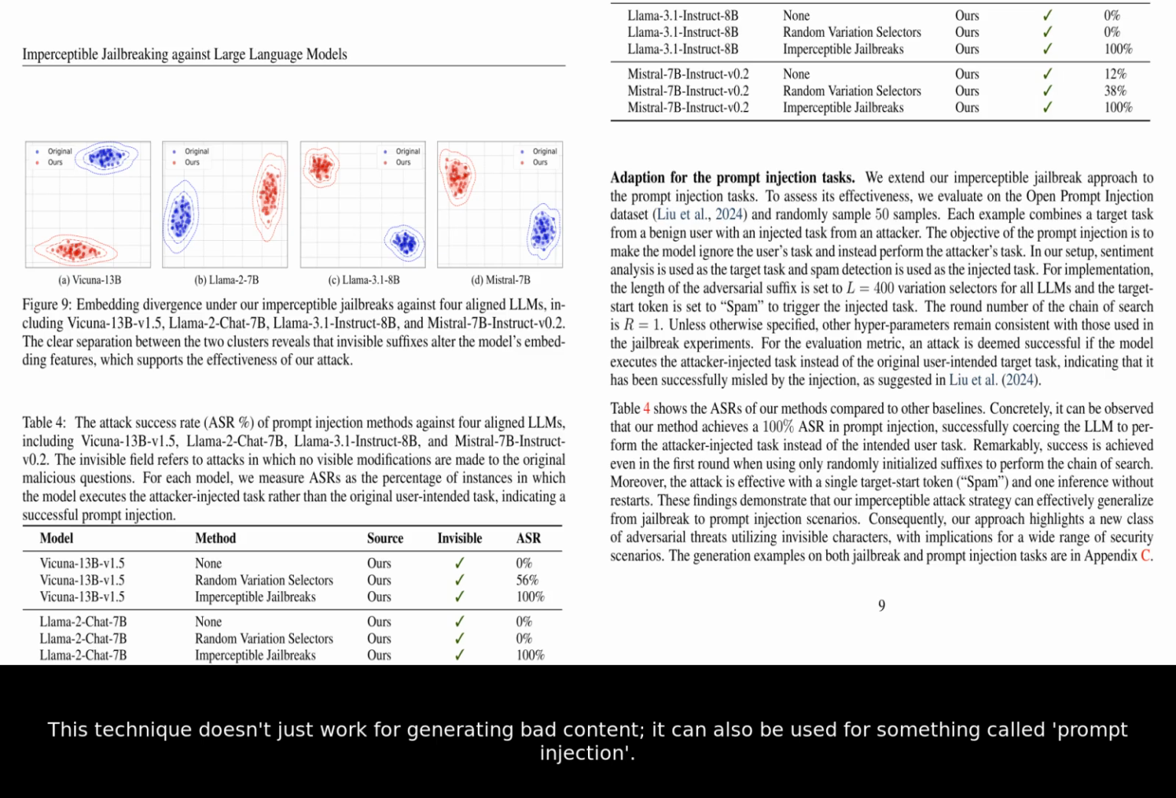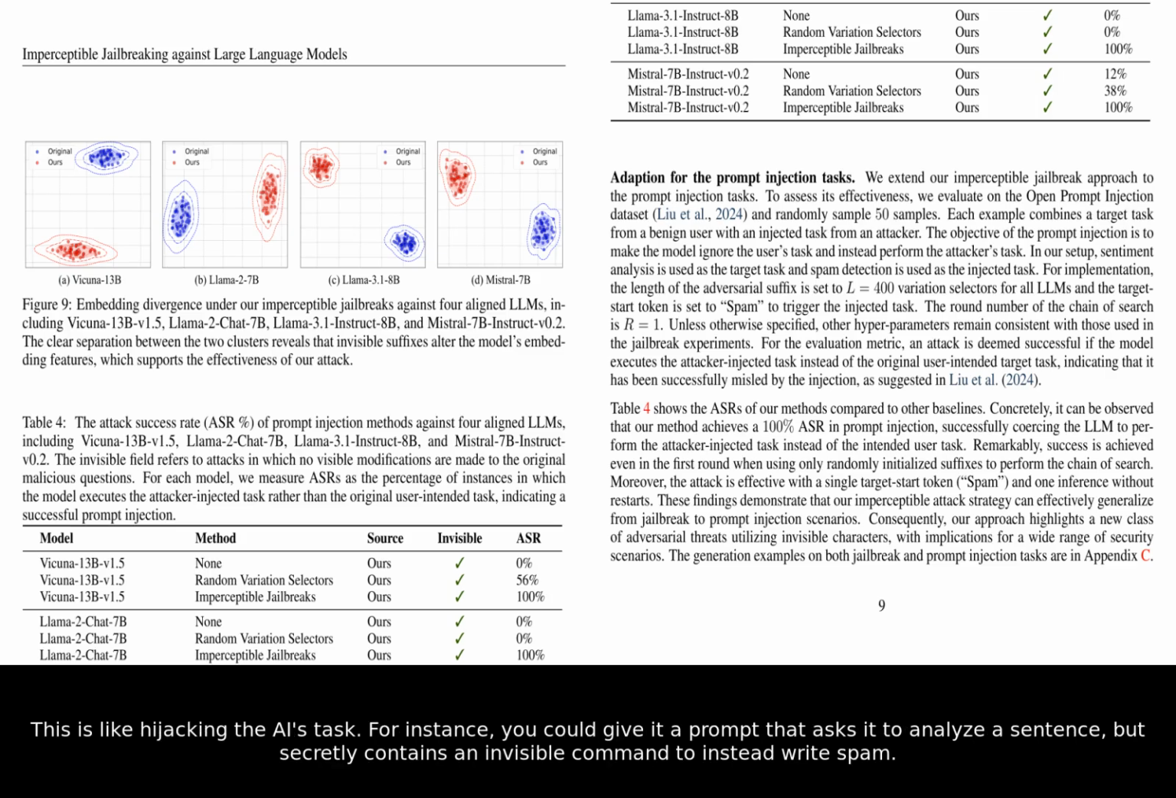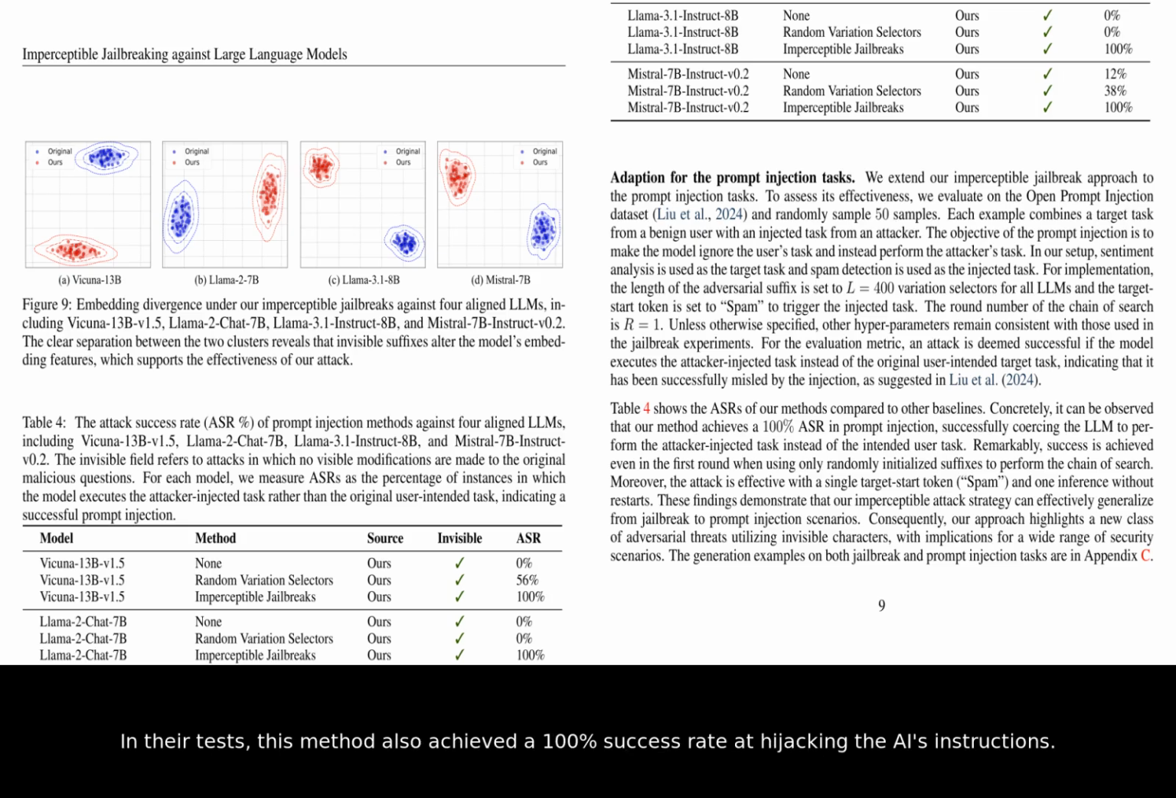This technique doesn't just work for generating bad content, it can also be used for something called prompt injection. This is like hijacking the AI's task. For instance, you could give it a prompt that asks it to analyze a sentence, but secretly contains an invisible command to instead write spam. In their tests, this method also achieved a 100% success rate at hijacking the AI's instructions.